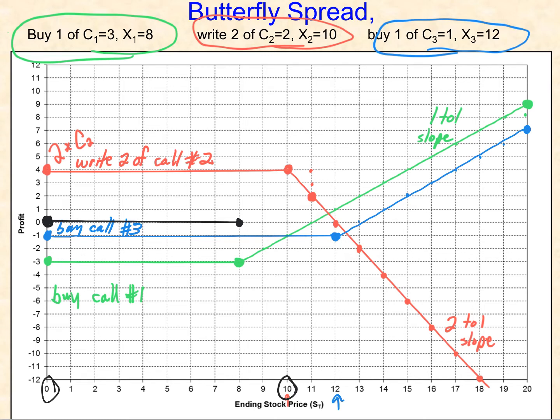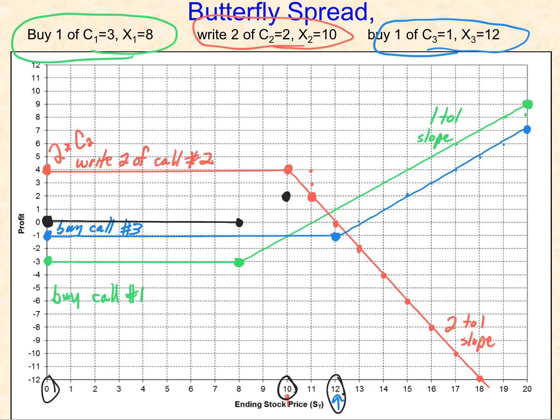Our green line is at -1, and our blue line is also at -1. So I've got 4 minus 1 minus 1 gives me $2. So we'll get to this point here. We'll move over to the next exercise price of 12 and add the 3 profits together there.